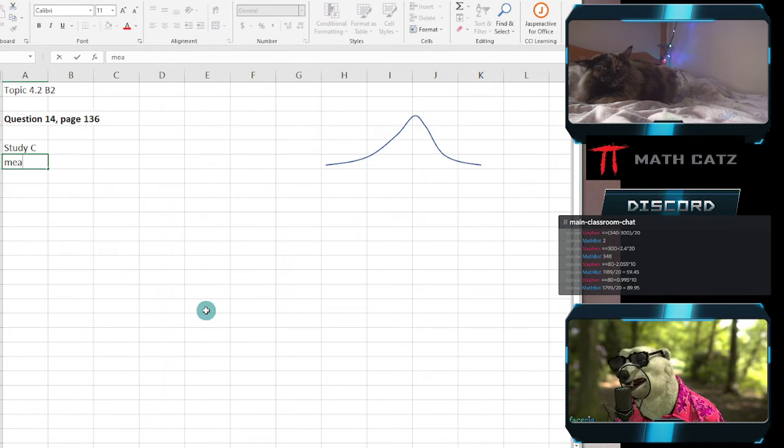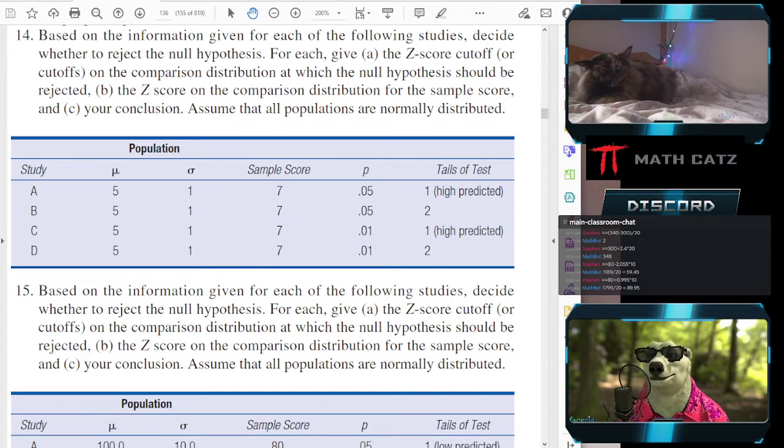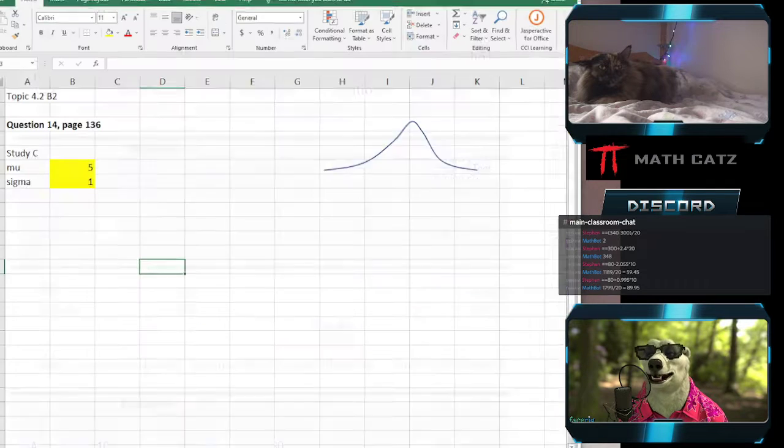So let's put that in here. Mean, I'm going to call it mu, 5, and sigma, 1. These are input cells. My habit is to color them yellow so I can spot them nice and quickly. We have our sample score of 7. We have an alpha, they call it P for reasons we get into when we look at SPSS and our more dedicated statistics software. This is our alpha, 0.01. So let's write that down here.